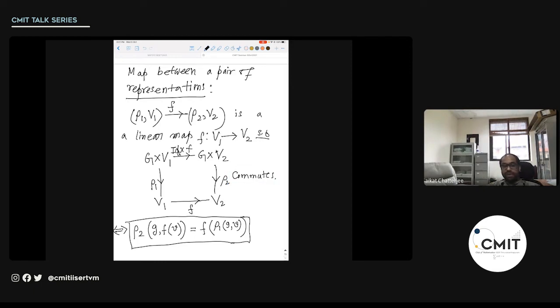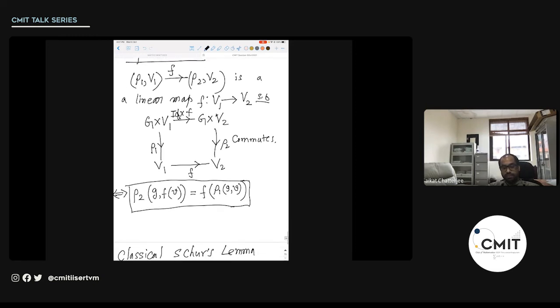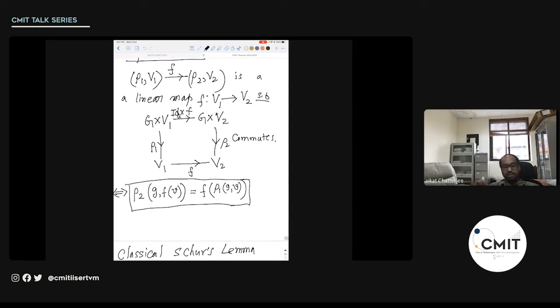So you can define a map from G times V1 to G times V2 simply by taking, given any g and v1, the pair g comma the corresponding image of the element under this F. You have a pair of representations rho 1 and rho 2 here, and this diagram should commute. So if you want to write this explicitly, then you will simply find this relation.